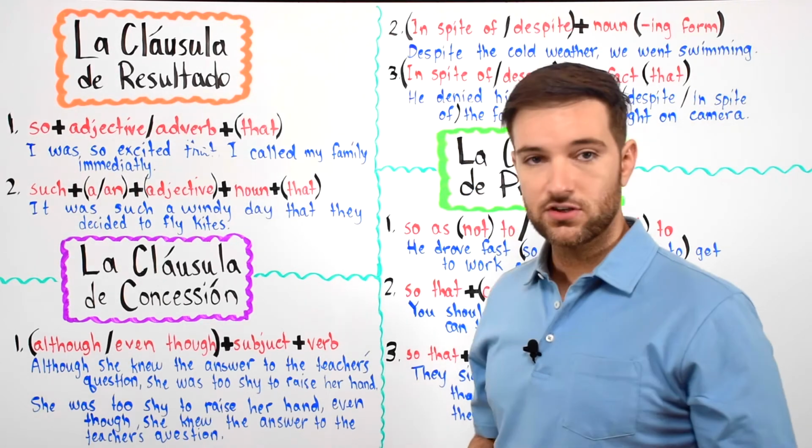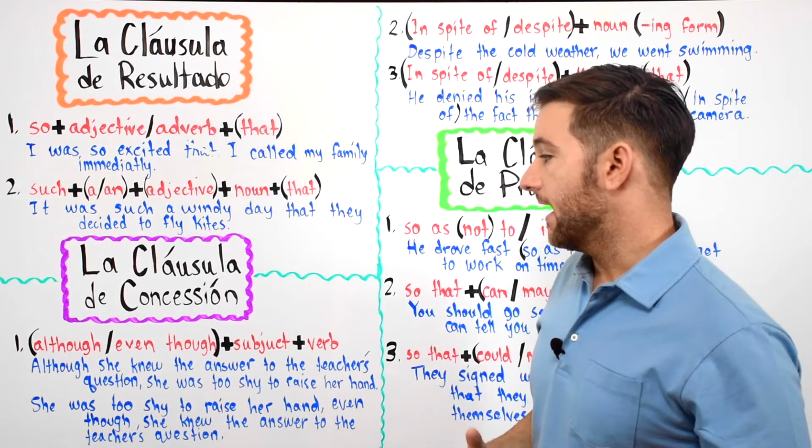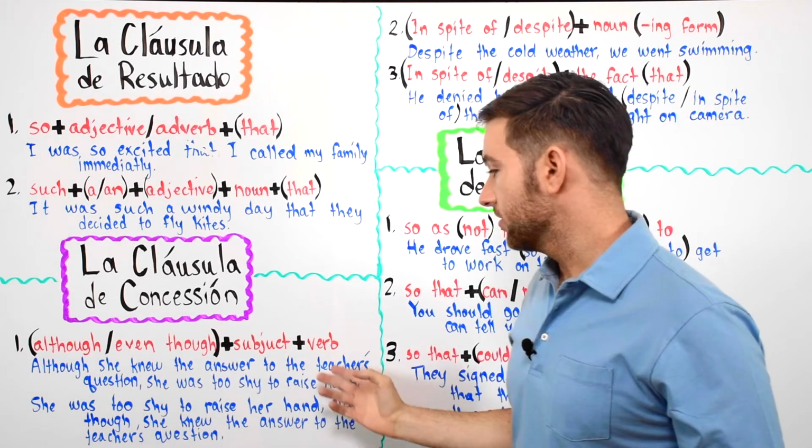All right, so let's go ahead and translate. So although is like aunque, right? Aunque she knew the answer to the teacher's question.